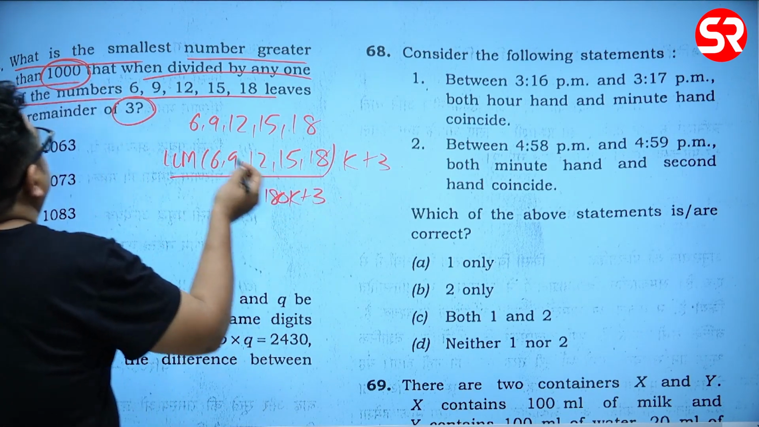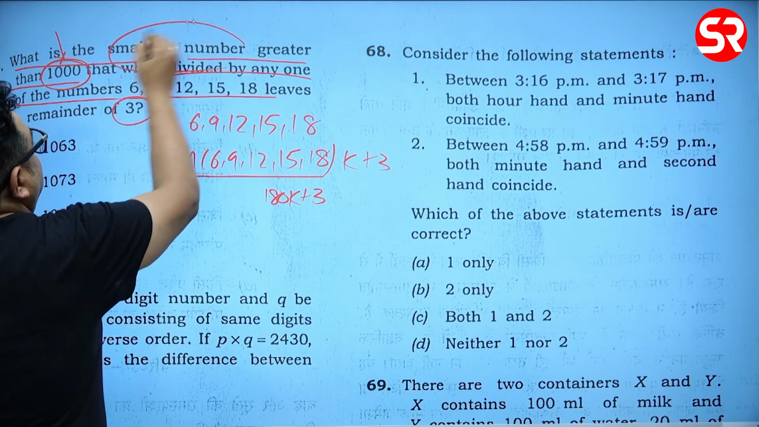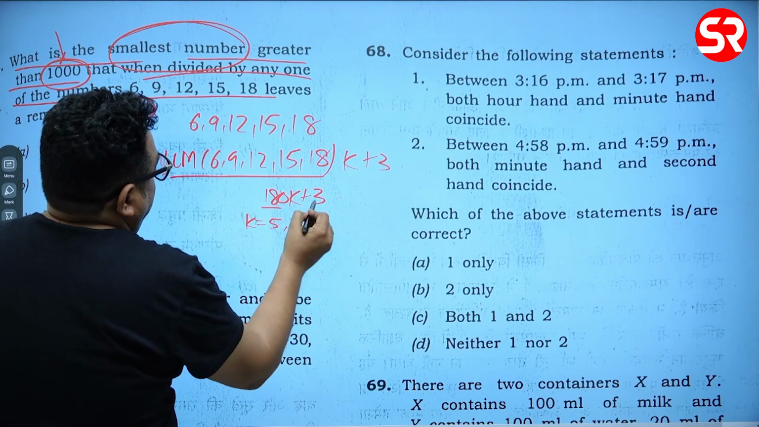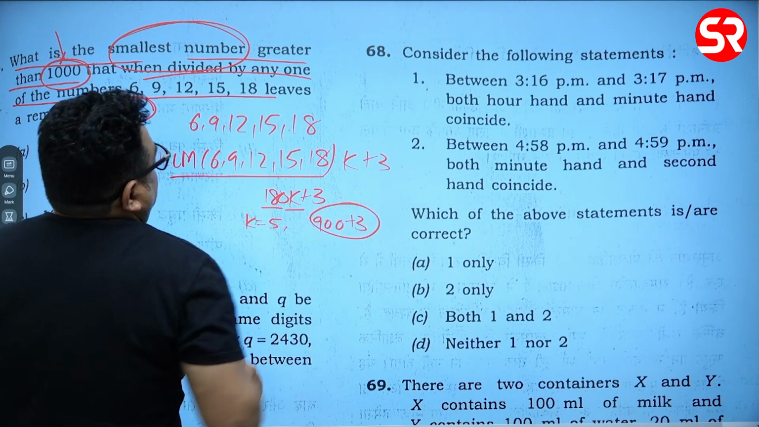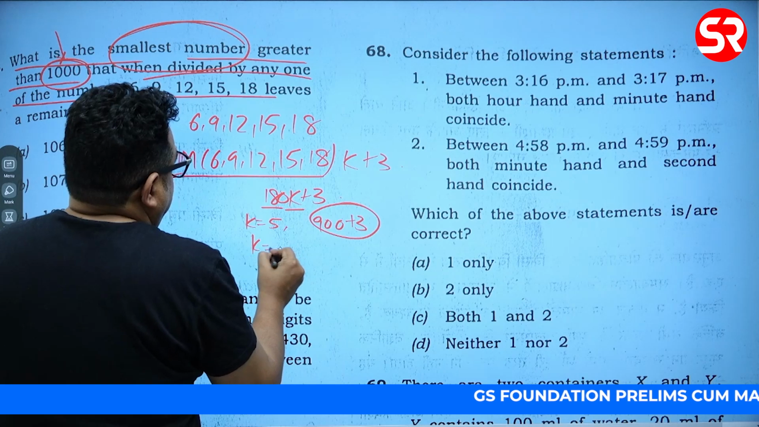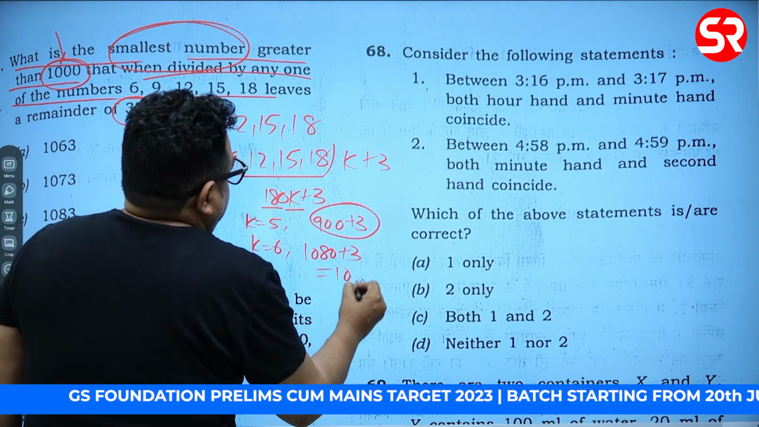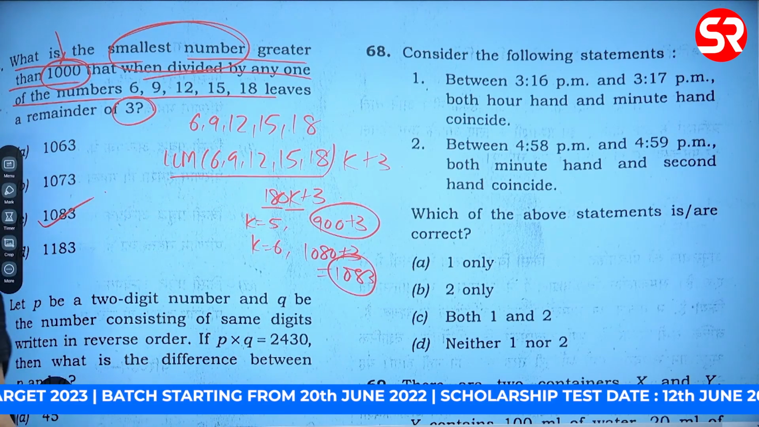It comes out to be 180 times K plus 3. And now you need a number greater than 1000, but it has to be the smallest number. When I put K equal to 5, 180 into 5 comes out to be 900 plus 3. Doesn't work. So what works? K equal to 6 comes out to be 1080 plus 3, 1083. Because it has to be greater also. 1083 is your answer here.